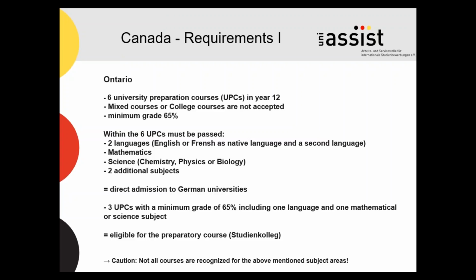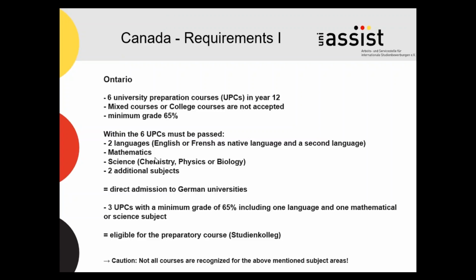You need a minimum grade of 65% in every course that is relevant. You need 2 languages, English or French. One is a native language and another is a second language. Then you need mathematics, and you need science, chemistry, physics or biology, and you need 2 additional subjects. When you meet these requirements, then a direct admission is possible.